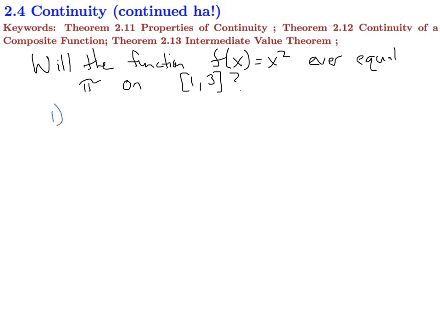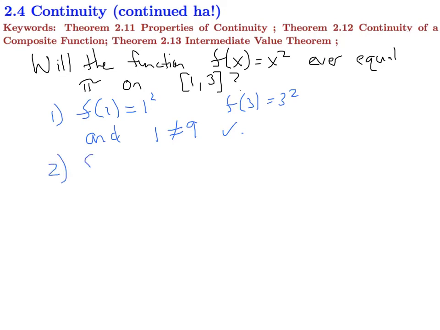First, we need to check f of 1 equals 1 squared, f of 3 is equal to 3 squared, and 1 is not equal to 9. So this is the first property of the intermediate value theorem. We can't be equal on the endpoints. Second, f is certainly continuous, as f is a polynomial. Therefore, it'll be continuous on the interval 1 to 3.